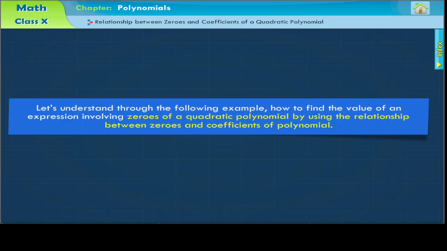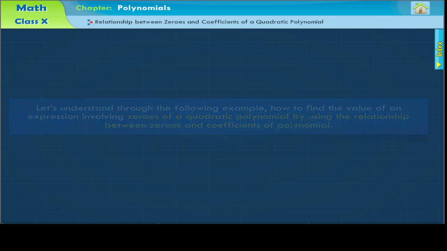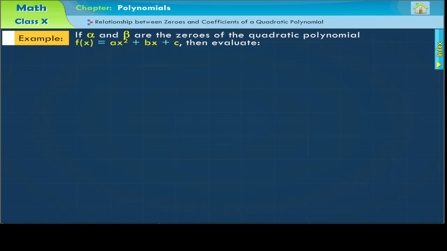Let's understand through the following example how to find the value of an expression involving zeros of a quadratic polynomial by using the relationship between zeros and coefficients of polynomial. Let's observe the following example.